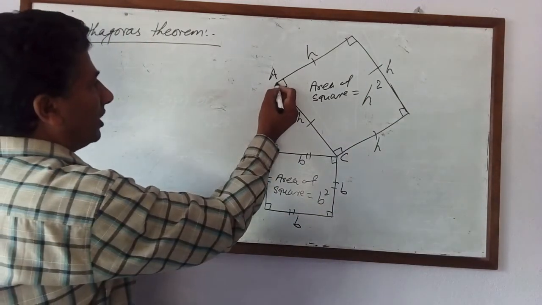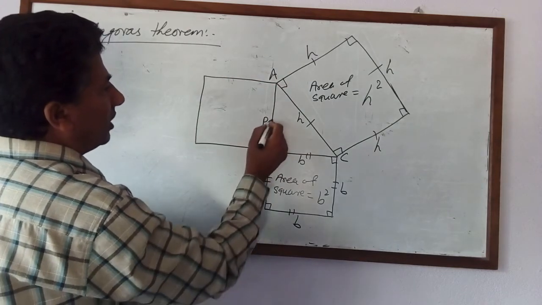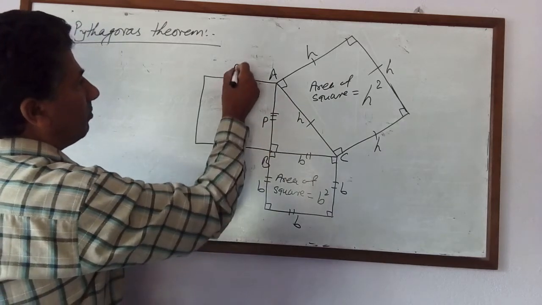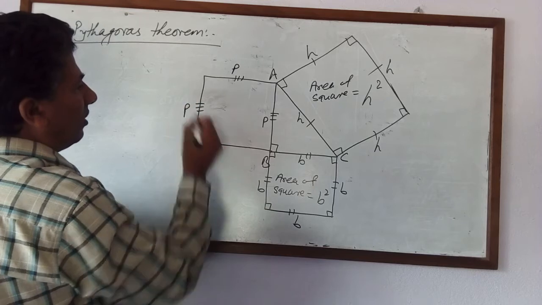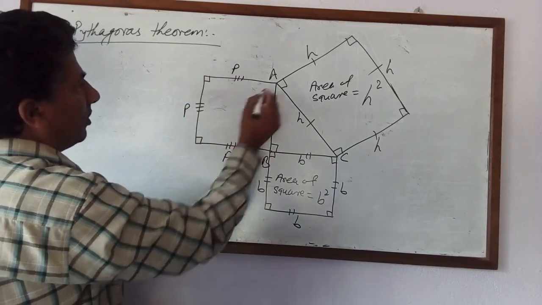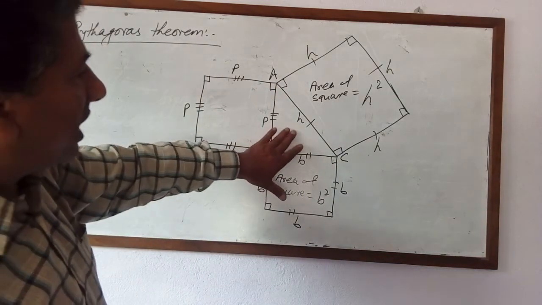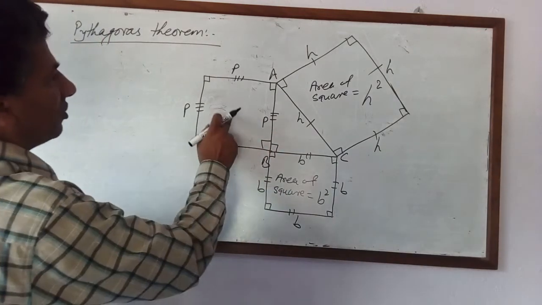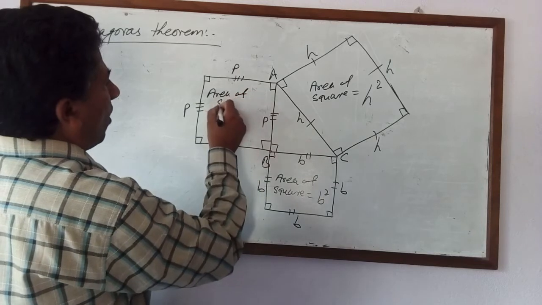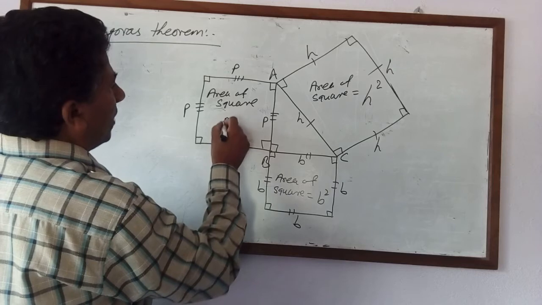Again I will make one square here, taking the measurement of this p. If this is measurement p, this also p. By the same measurement we can make another square on the perpendicular, taking the measurement p. Now I made this; inside there is a right angle triangle, and this is also a square. The area of this square will be p square.